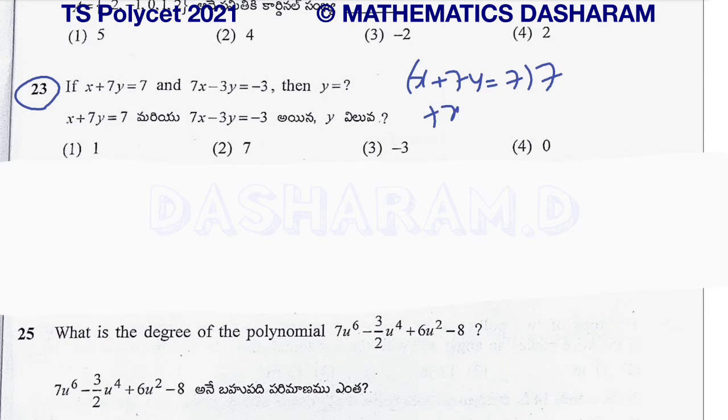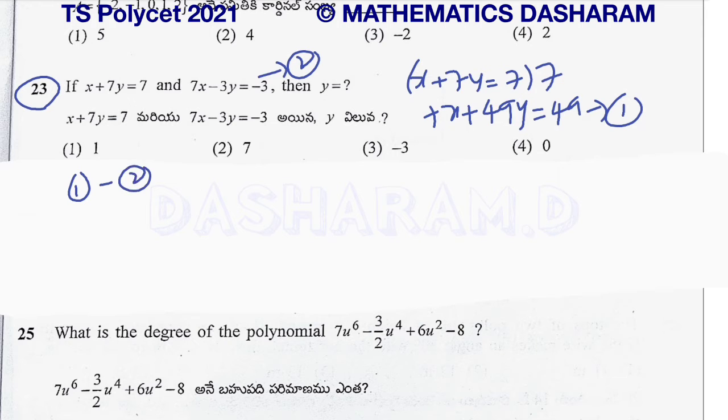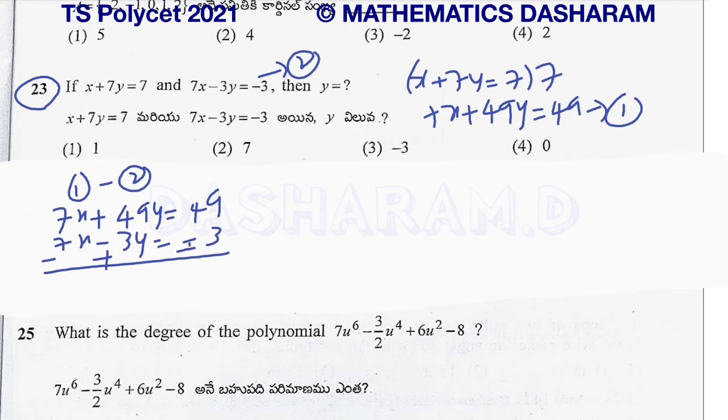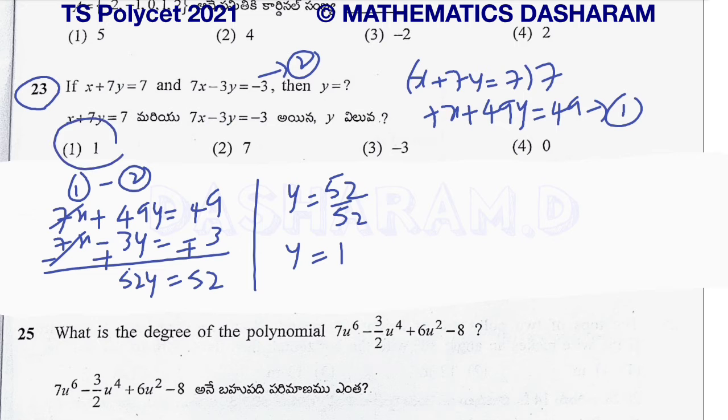So then 7x, 7 sevens are 49y, 7 sevens are 49. This is equation 1 and this is equation 2. Now equation 1 minus equation 2. Equation 1 is 7x plus 49y equals 49. Here 7x minus 3y equals minus 3. So change the symbols. 7x minus 7x cancel. 49y plus 3y is 52y. And 49 plus 3 is also 52. Then y equals 52 divided by 52. So y equals 1. So option 1 is correct.